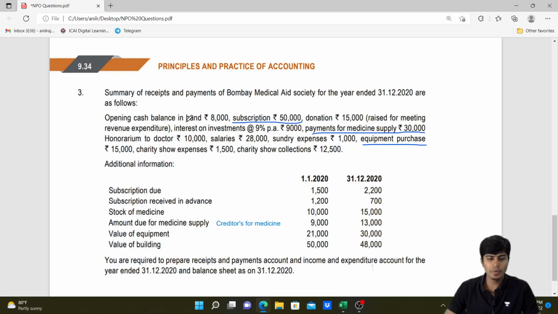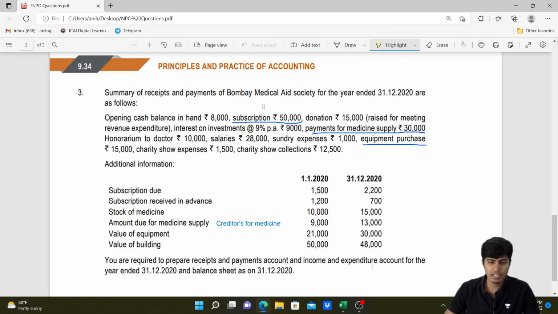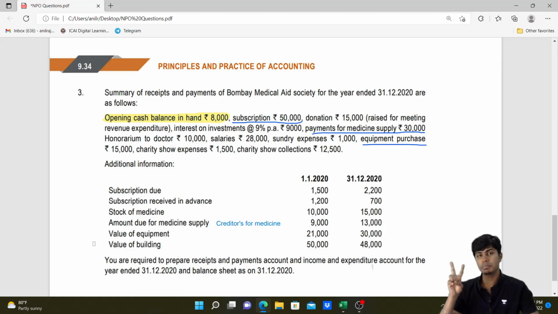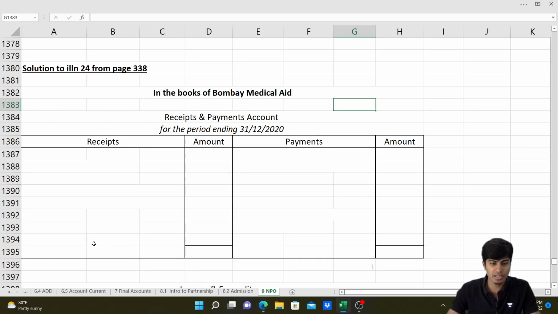From the beginning, we have opening cash balance. How much is our opening cash balance? Opening cash balance in hand is 8,000. So let's write opening cash balance in hand 8,000. Where do we write? Two places. In our receipts and payment account, opening balance, to balance brought down, and in our balance sheet as the balance of cash. Which balance sheet? Opening balance sheet. Okay, come on, let's write it.